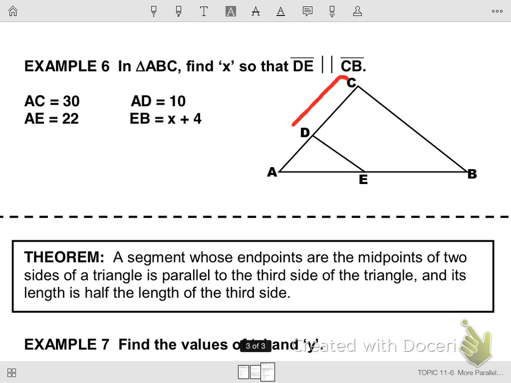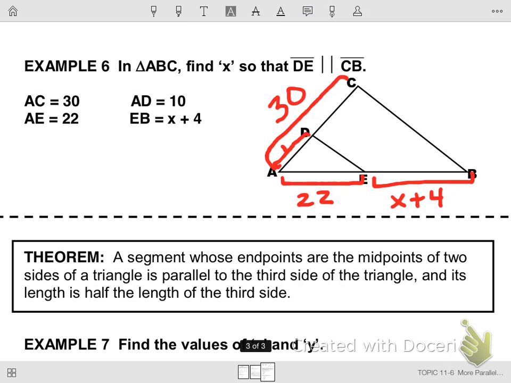So the distance from A to C is 30. The distance from A to E is 22. The distance from E to B is x plus 4. And the distance from A to D is 10. So do we have enough information? Almost. We still need the distance from D to C. And to get that, we're just going to have to subtract 10 from 30. So the distance from D to C is 20.